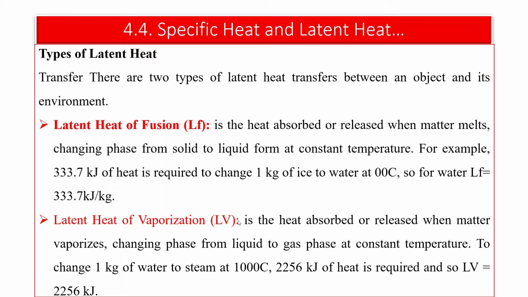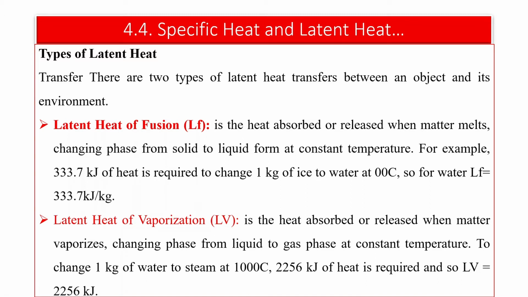Whereas latent heat of vaporization, which is L sub V, is the heat absorbed or released when matter vaporizes, changing from liquid phase to gas phase. It requires heat to change 1 kilogram of water to steam at 100 degrees Celsius. This much, 2,256 kilojoules of heat, is required. So 2,256 kilojoules per kg will be the value of the latent heat of vaporization.